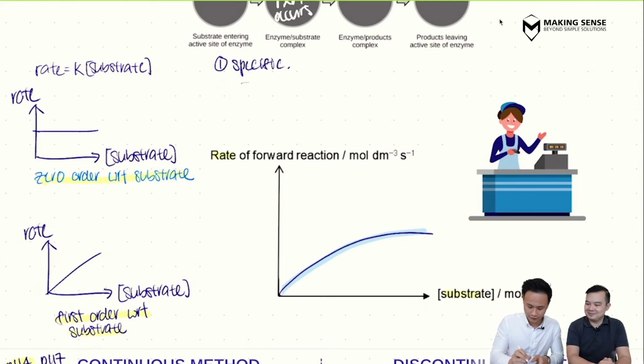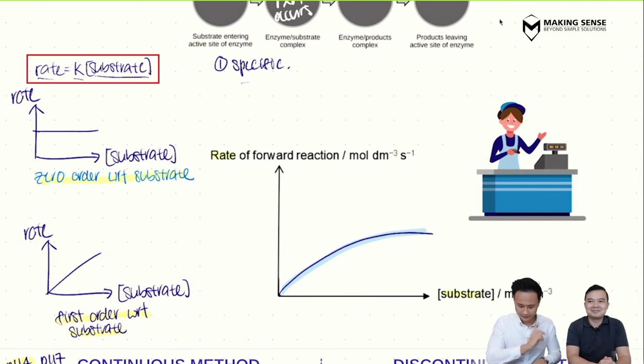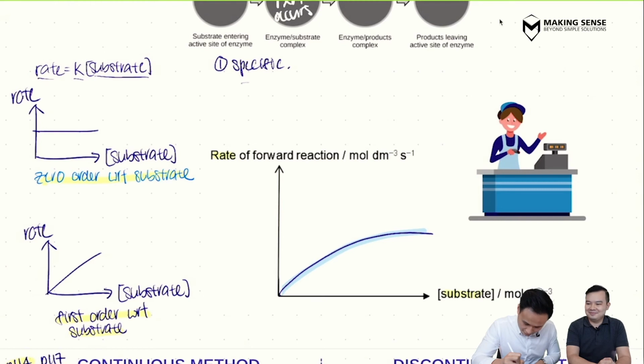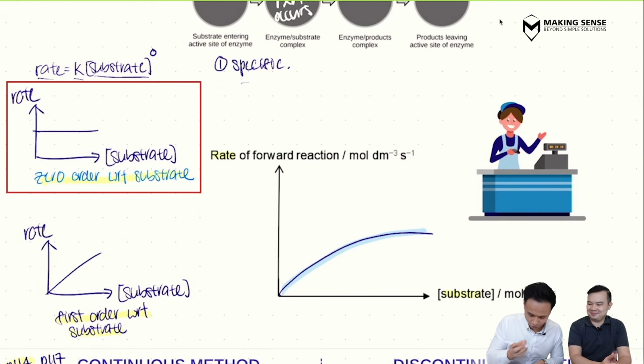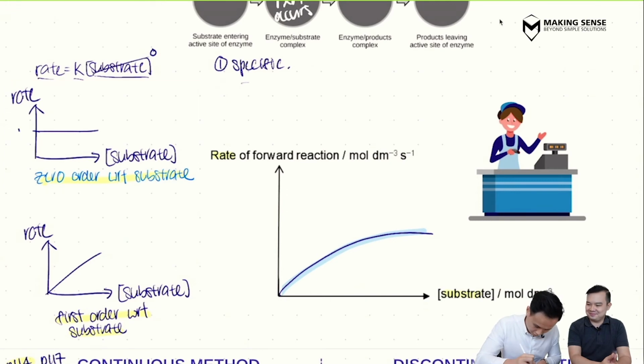So what I have for you here is this rate equation. Rate equals rate constant times substrate. Now, Mr. Leong, if the order of the substrate with respect to the reaction is 0, so how does my rate look like? So we say that the rate is independent of the concentration of the substrate. So that's going to be a horizontal straight line. So rate is just your rate constant, k, so that's it.